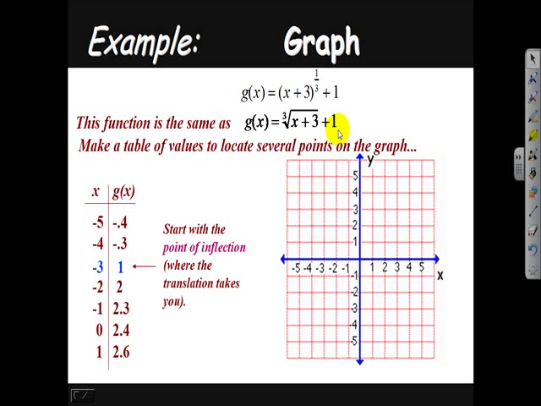If x is negative 5 and we use a calculator, we'll get approximately negative 0.4 for the y value. So negative 5 plus 3 is negative 2. The cube root plus 1 is approximately negative 0.4. If we check negative 2, it looks like that one comes out even.